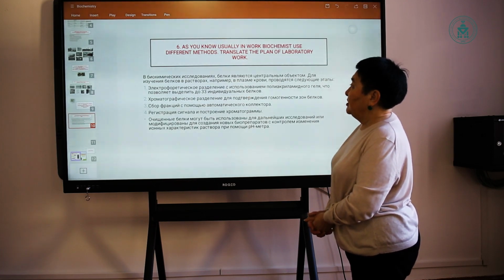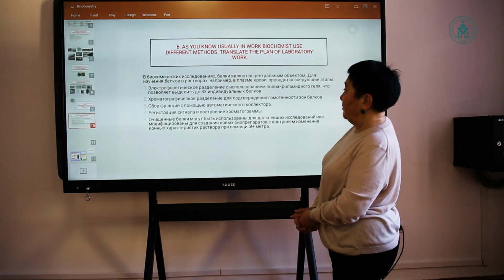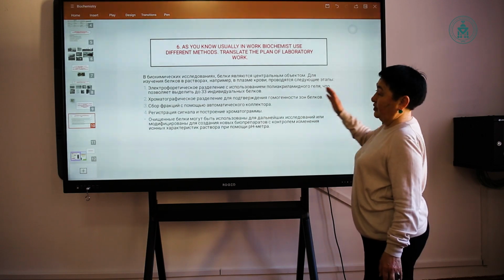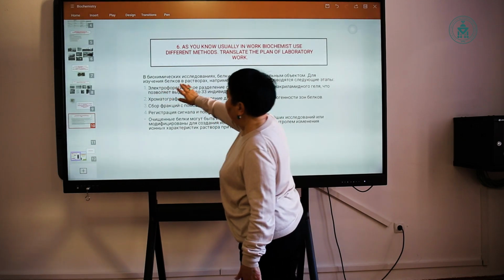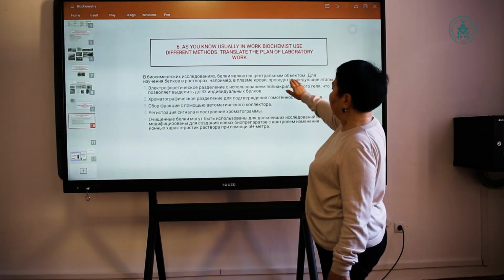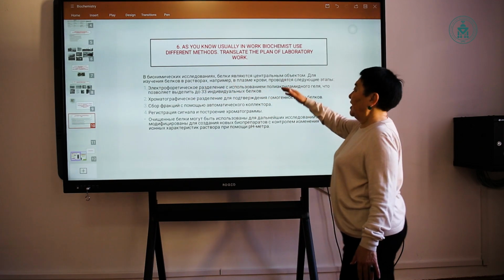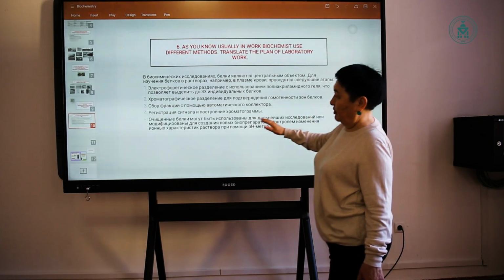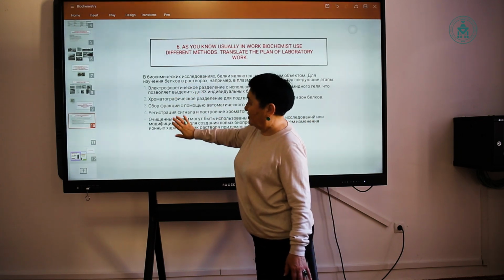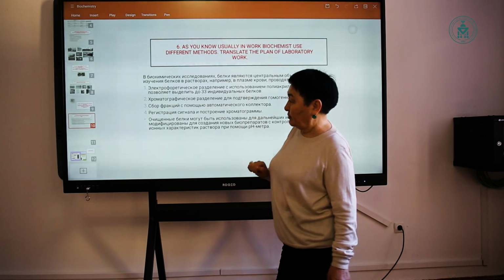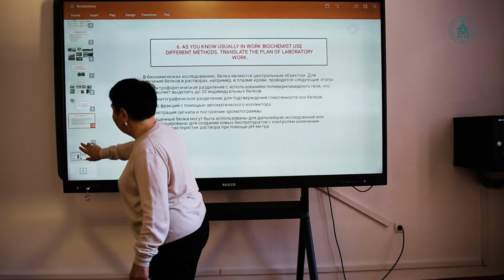Exercise 6. As you know, usually in work biochemists use different methods. Translate the plan of laboratory work. Translate from Russian, for example, "в биохимических исследованиях белки являются центральным объектом. Для изучения белков в растворах, например, в плазме крови, проводятся следующие этапы." And as you see, this is the task, and they need to translate. It's a very useful task for them, especially for consolidation.